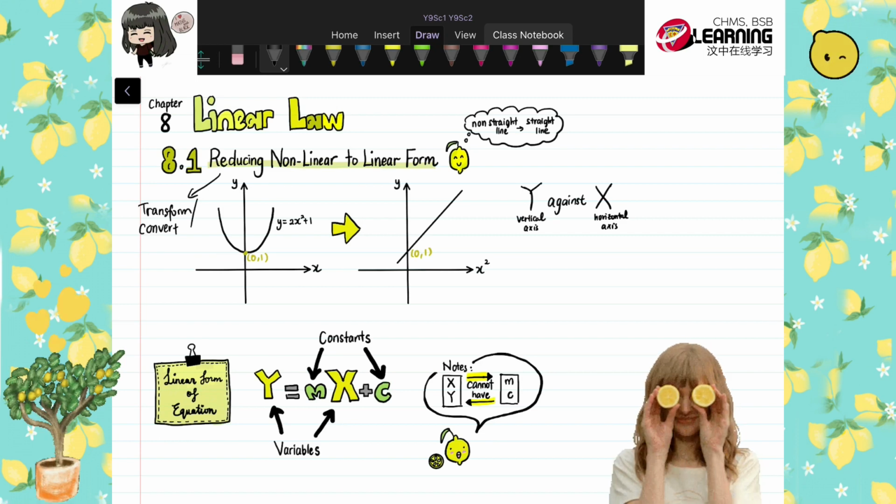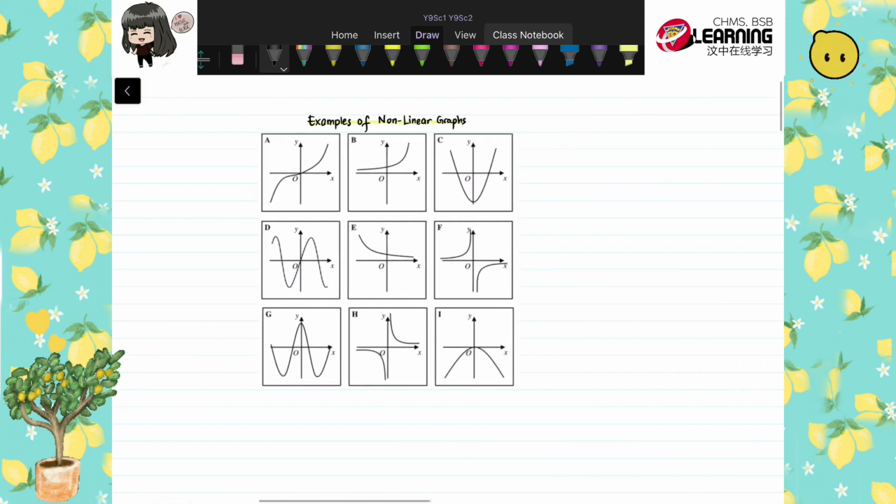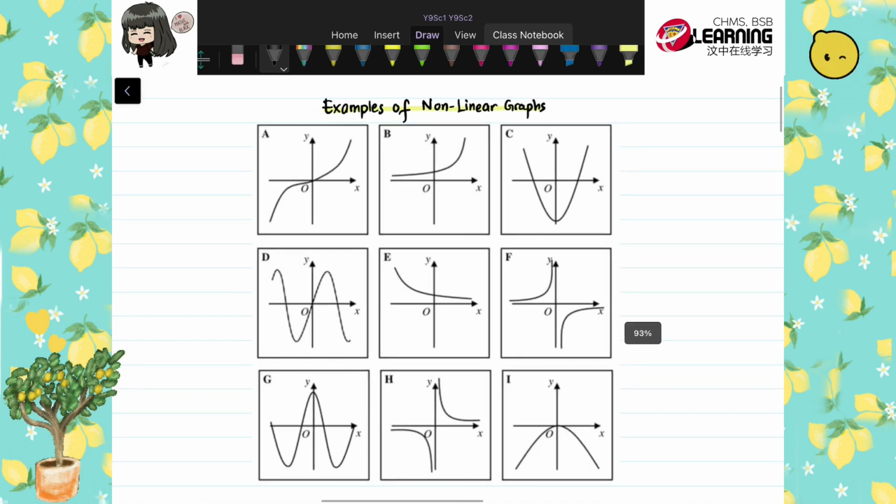Alright, okay, non-linear. Let's talk about non-linear first. You already know what is linear. Linear is a straight line graph, right? It's either the straight line is going down or going up, or horizontal or vertical. Okay, for non-linear graph, I show you a few examples here. Okay, all these are not a straight line. So if they are not straight lines, their category are in non-linear. Okay, they are non-linear graph.